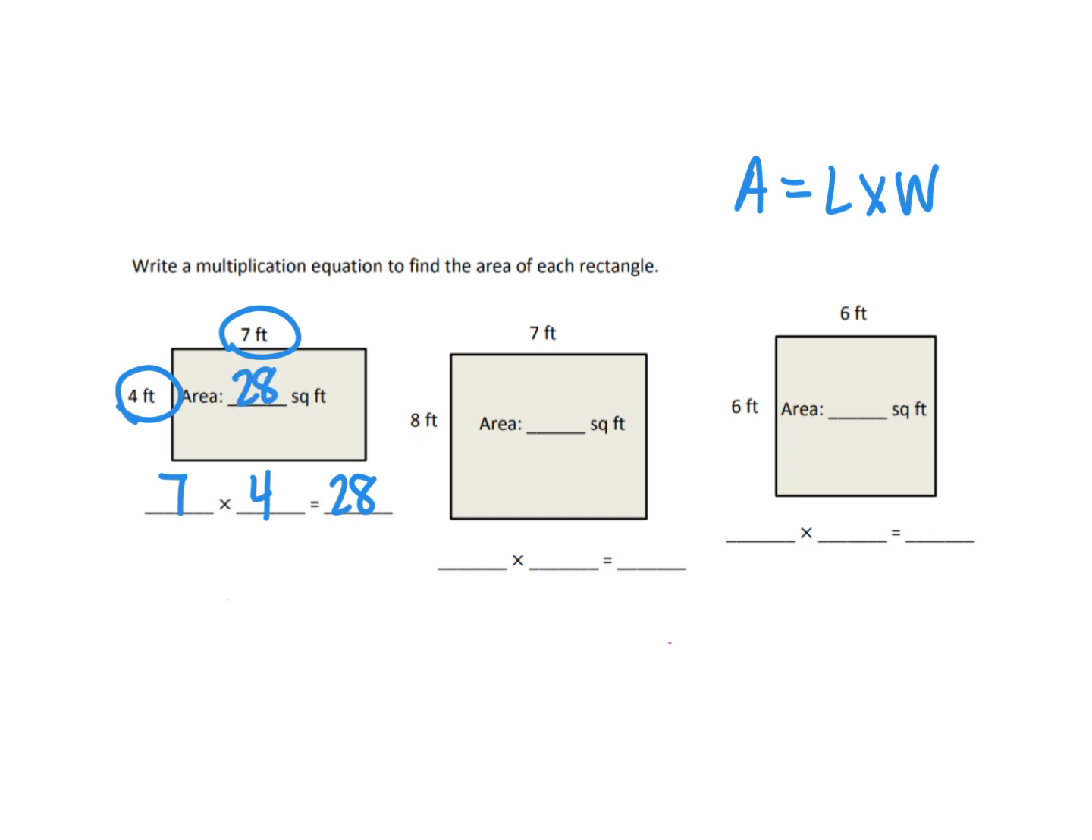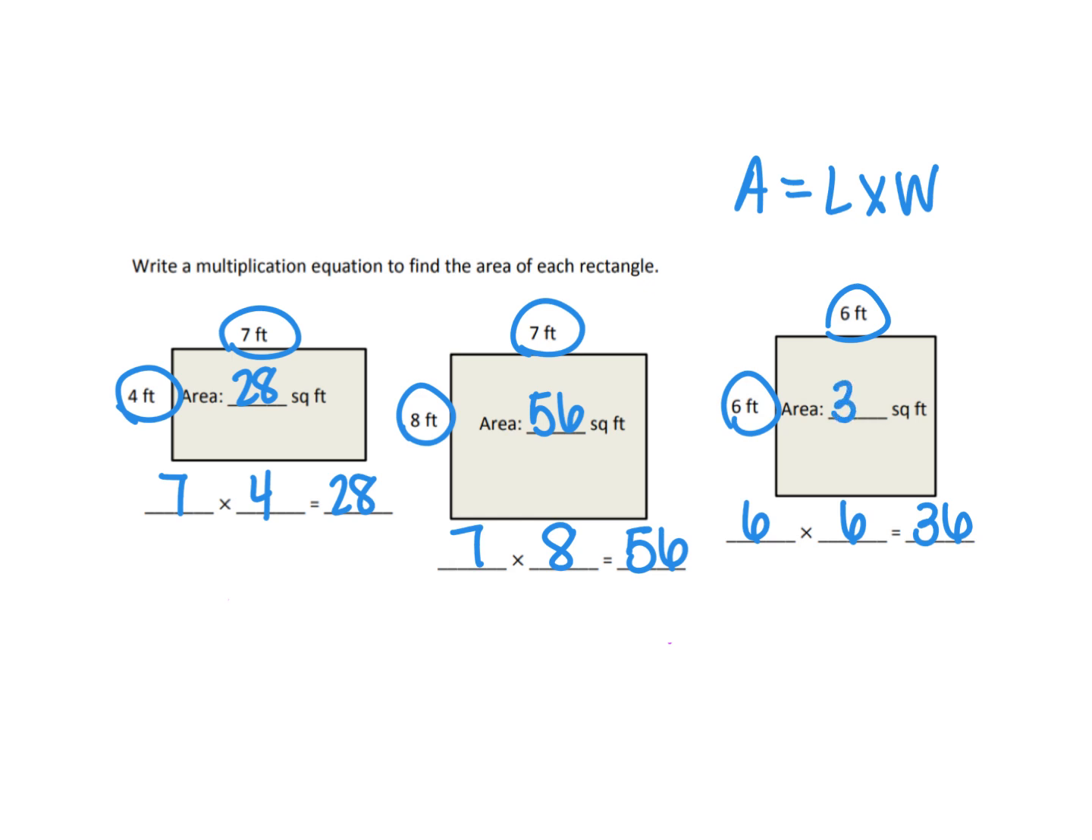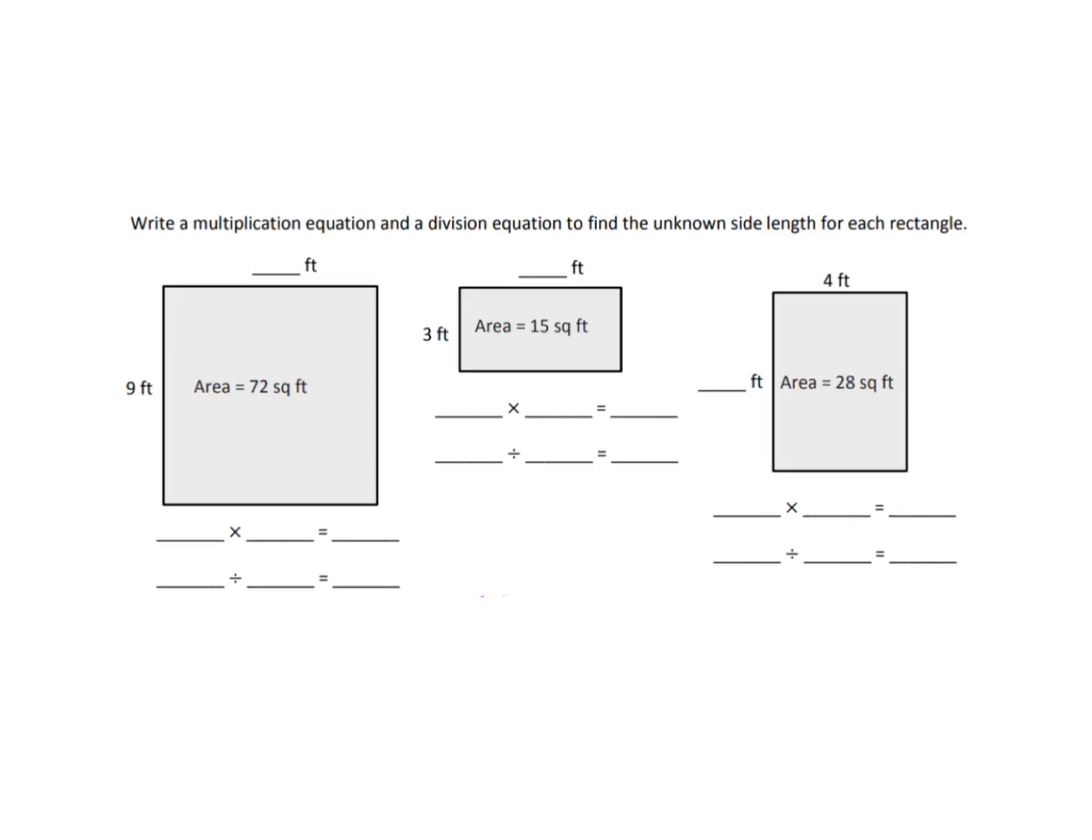For the next one, we'll be using the sides of 7 and 8. So 7 times 8 equals 56, making the area of this rectangle 56 square feet. The last one is a square, so we'll be using 6 and 6. 6 times 6 equals 36, making the area of this square 36 square feet.